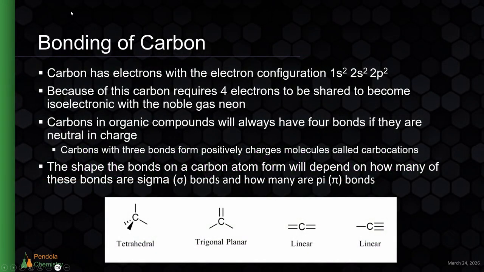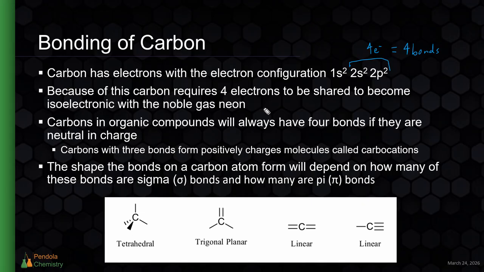So whenever we have bonding of carbon, carbon has the electron configuration 1s2, 2s2, 2p2, meaning that in its valence shell, carbon has 4 valence electrons. According to the octet rule that we learned earlier, because carbon does not break the octet rule, we're going to have 4 bonds created by carbon. Because of this, carbon needs 4 more electrons in its valence shell to have a full valence octet. So we're going to need 4 covalent bonds in order to achieve that.